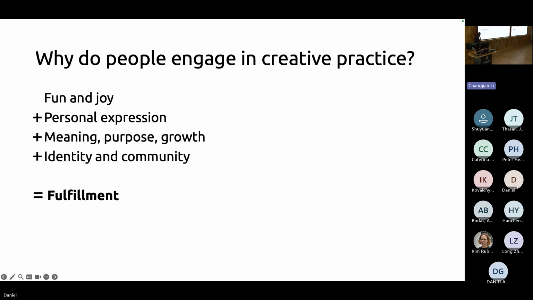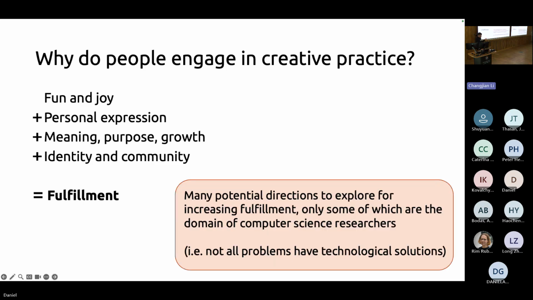And so if we look back at this incomplete list of reasons for doing a creative practice, there's a lot of different directions you could explore for how you might try to increase a person's fulfillment with the process. I think only some of which are even the domain of computer science researchers. Basically, not every problem in the world has a technological solution, which I think is a lesson that more technologists really should take to heart. But we have some things we can do as researchers in computer graphics.